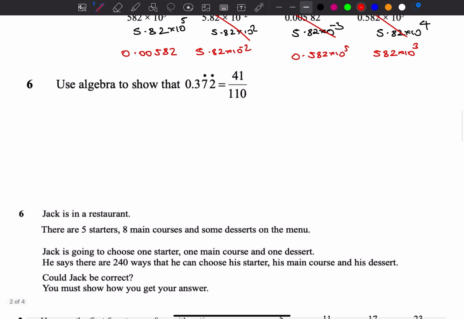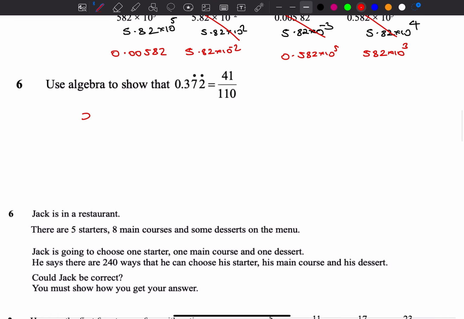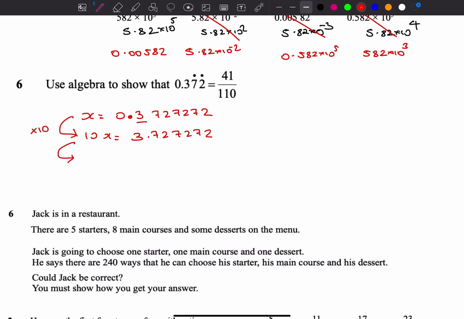Next one. Showing it can be written as a mixed fraction. X is 0.3, 72, 72, 72. How many digits are not recurring after the decimal point? 1. So times it by 10. So that's 10x equals 3.72, 72, 72. How many digits after the decimal point is recurring? 2, so times it by 100. 10x times 100 is 1000x.